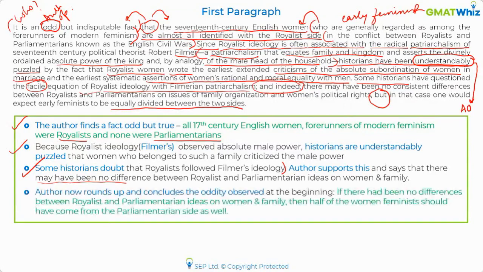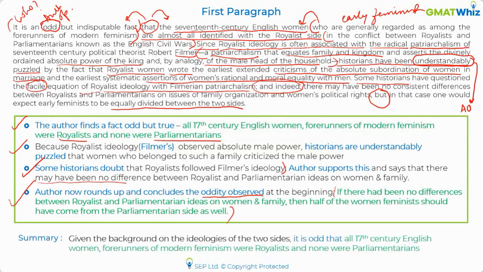So finally, what does the author say? The author rounds up and concludes the oddity that he or she observed at the beginning. Here is what the last sentence means. Your sentence correction skills will come in handy now. If there had been no differences between royalists and parliamentarians' ideas on women and family, then at least half of the women feminists should have come from the parliamentarian side as well. Notice how I have put the author's points of view in blue. Can you see that? So this paragraph, if I have to sum up, simply says, given the background on the ideologies of the two sides, it is odd that all 17th century English women, early feminists, were royalists and none were parliamentarians. To discuss all of that, the author talks about this.